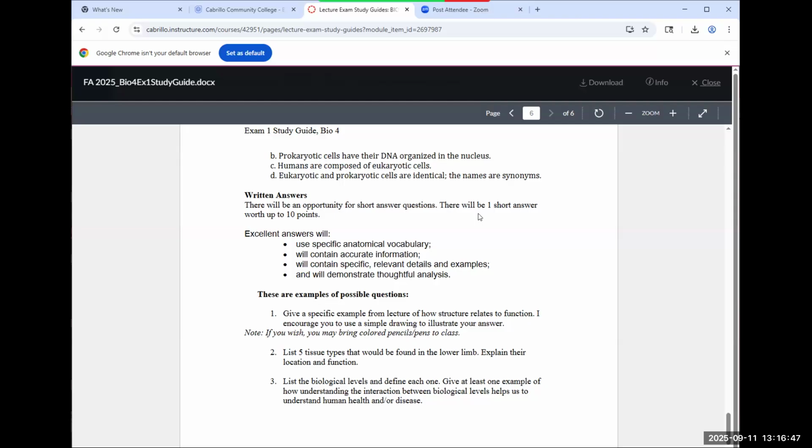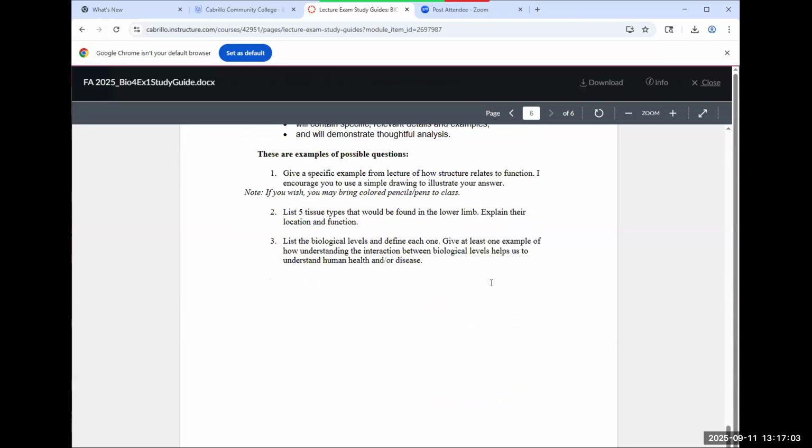Okay. So these are worth 10 points. It's the difference between one grade and the next because the whole exam is worth about 100 points. In fact, the exam is worth 100 points. So this just gives you an opportunity to practice and be a little creative about what you've learned.